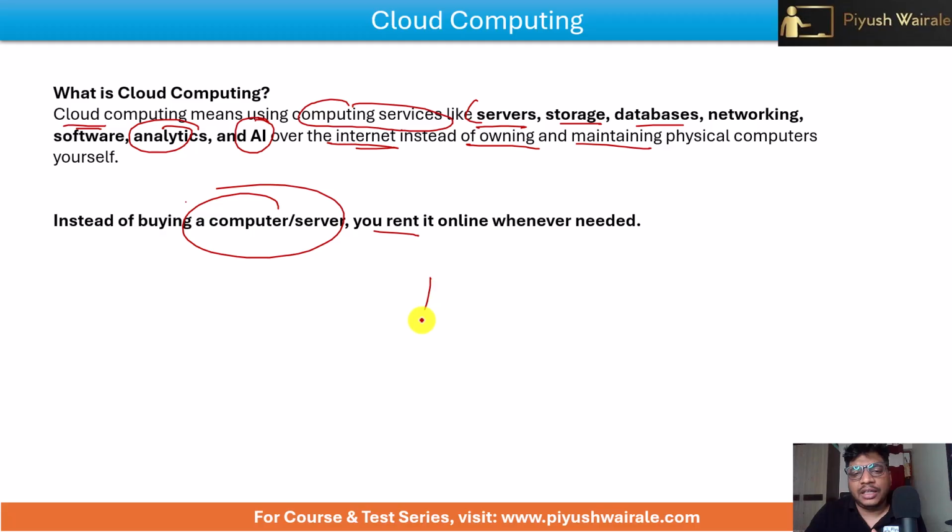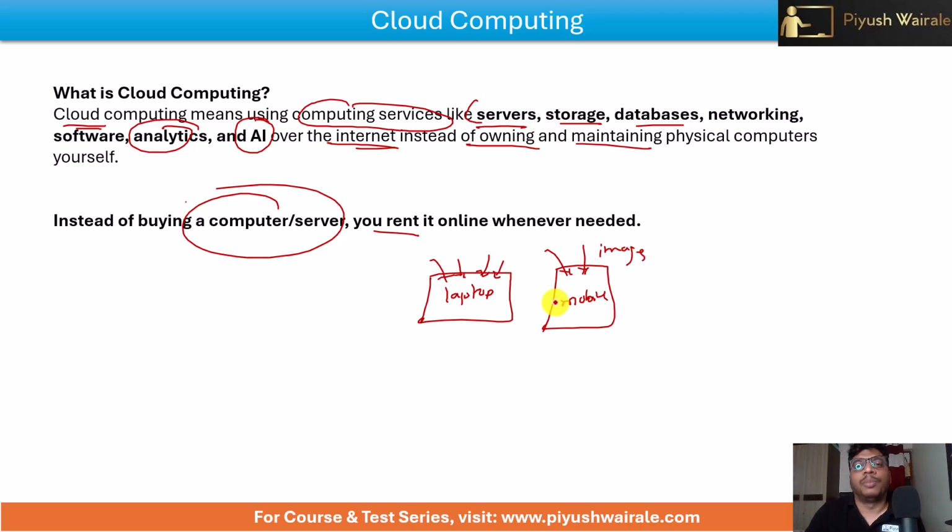Let's say for example, in our laptop, we are storing photos. Or let's say we have a mobile, and we are capturing images and they get stored in the mobile. What if that mobile gets stolen, or what if that particular mobile gets damaged and is not repairable? In that case, all the images you have captured and saved in your mobile will be lost. So the entire data will be lost, right?